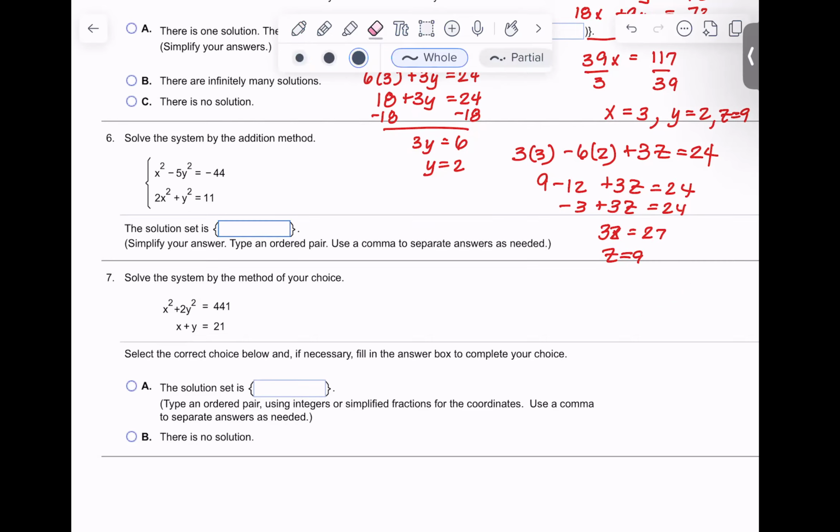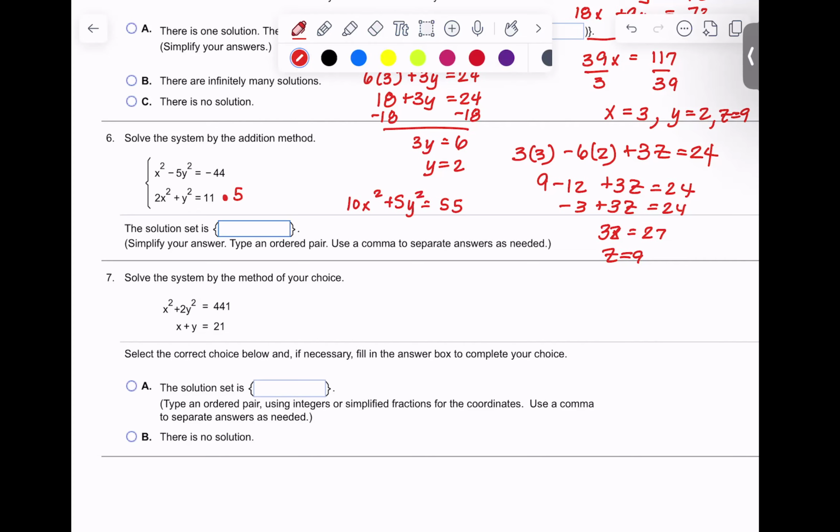Okay, so I'm going to multiply the second equation by 5, and then add it to that top equation, and that'll eliminate the y squared. So I have 10x squared plus 5y squared is equal to 55. Let's get this all nice and neat here. Okay, make sure I did that right. 10x squared plus 5y squared, there we go, is 55.